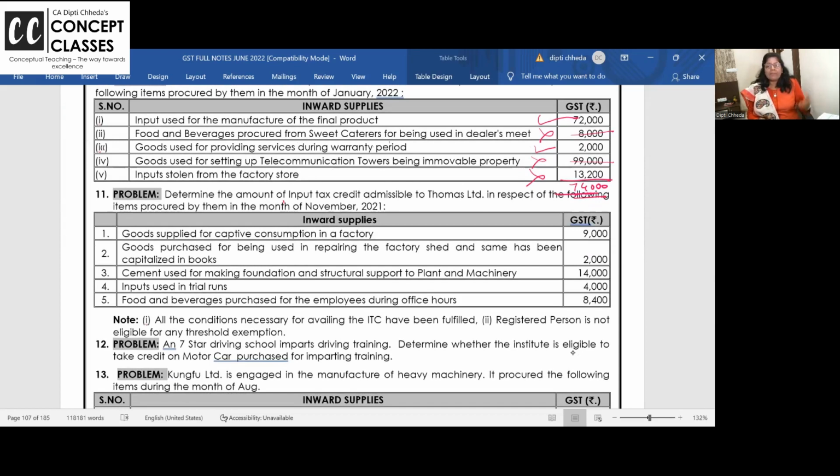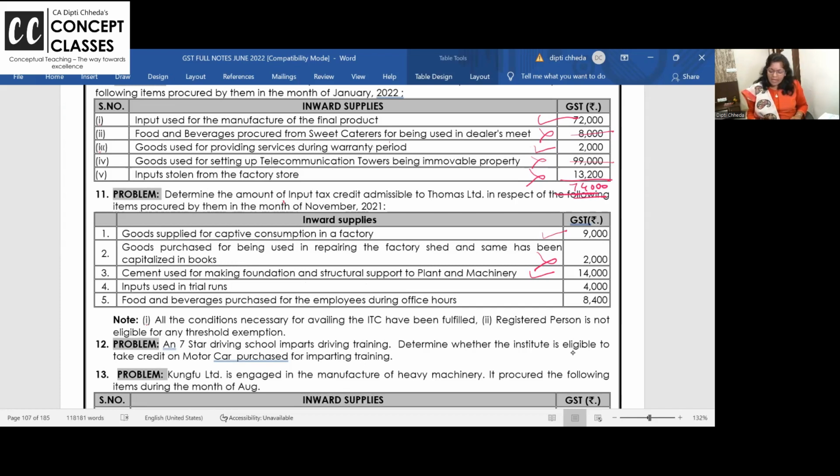Let us check up the 10th question now. Goods which are supplied for captive consumption. Captive consumption means the goods which are supplied in the factory only, allowed. Goods purchased for being used in repairing the factory shed and the same has been capitalized, not allowed. You have purchased some goods for repairing work, then you should have charged off to the revenue. If you capitalize, it's not allowed. Cement used for making foundation and structural support of plant and machinery, yes. Plant and machinery lagate lagate cement, iron, machinery, pipes, pumps, it has become still allowed.